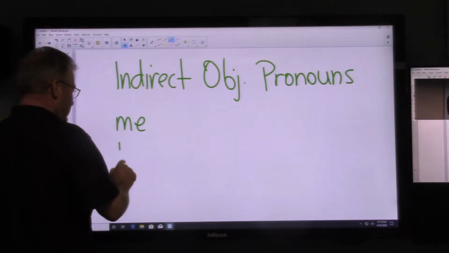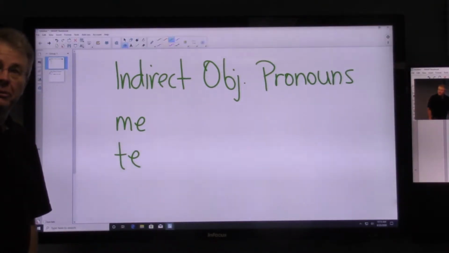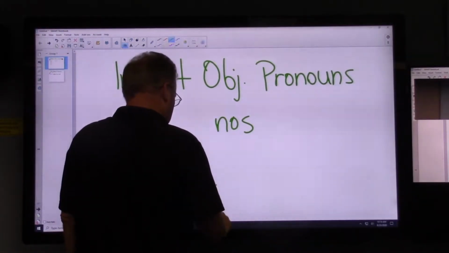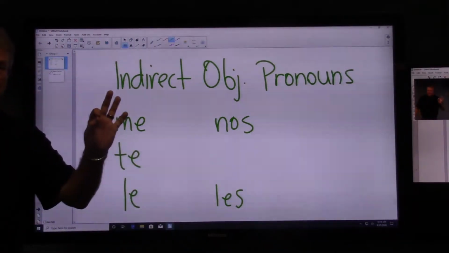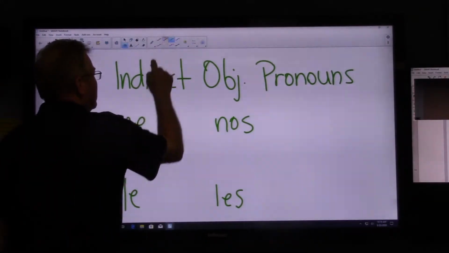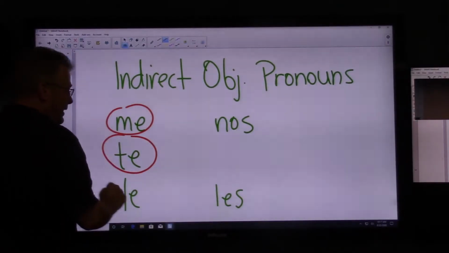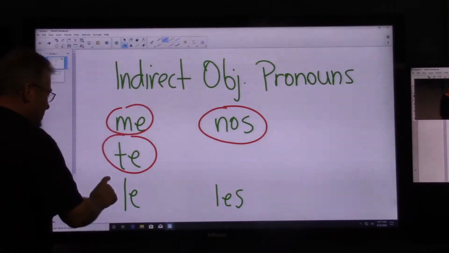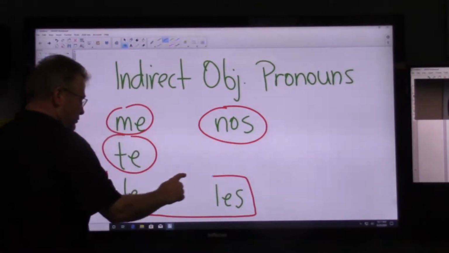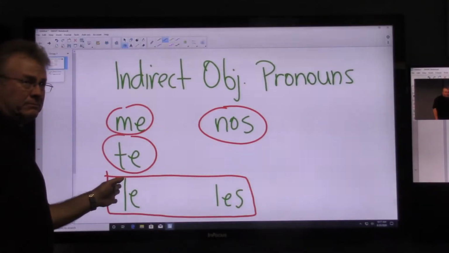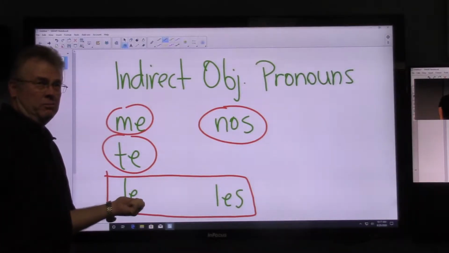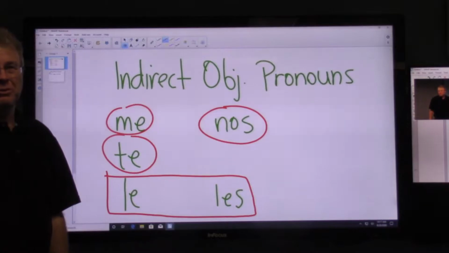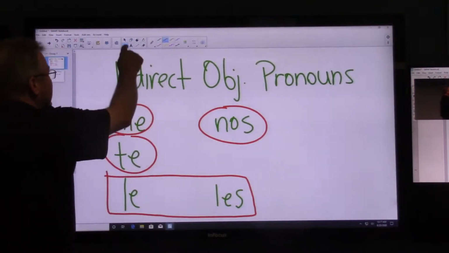Me, te, looking a little bit familiar, le, nos, and les. They look awfully familiar, don't they? You probably recognize me and te and nos as being the exact same as the direct object pronouns. The only real difference is down here, third person singular, third person plural. It's not lo and la, but rather le for the third person singular. It's not los and las, but rather les for the third person plural. You see? Otherwise, they're exactly the same.